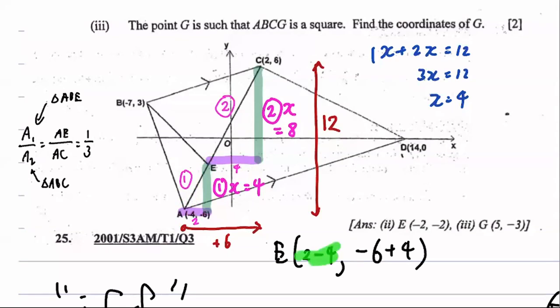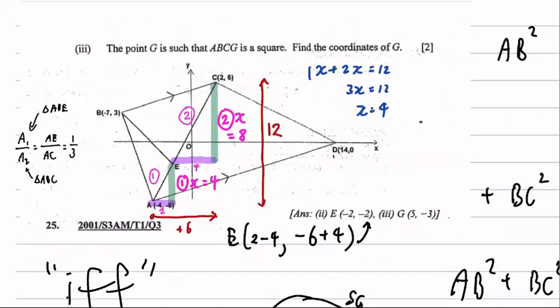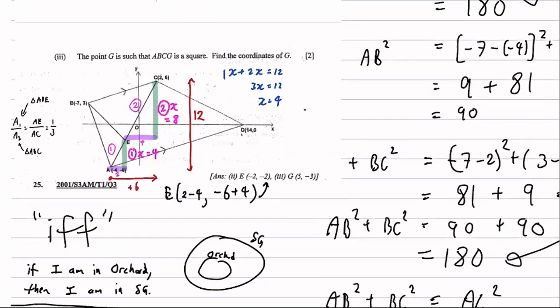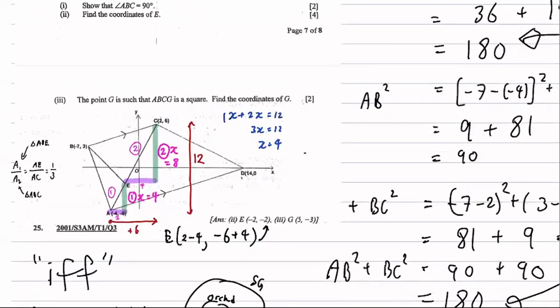2 minus 4 and negative 4 plus 2. The x coordinate of A plus 2 or the y coordinate of C minus 4. Same thing. And that's how you get the answer here. Minus 2, comma, minus 2. Okay? Vectors method. Very important. If not, you're going to spend a lot of time solving simultaneous equations. Very bad. Okay, now part 3.